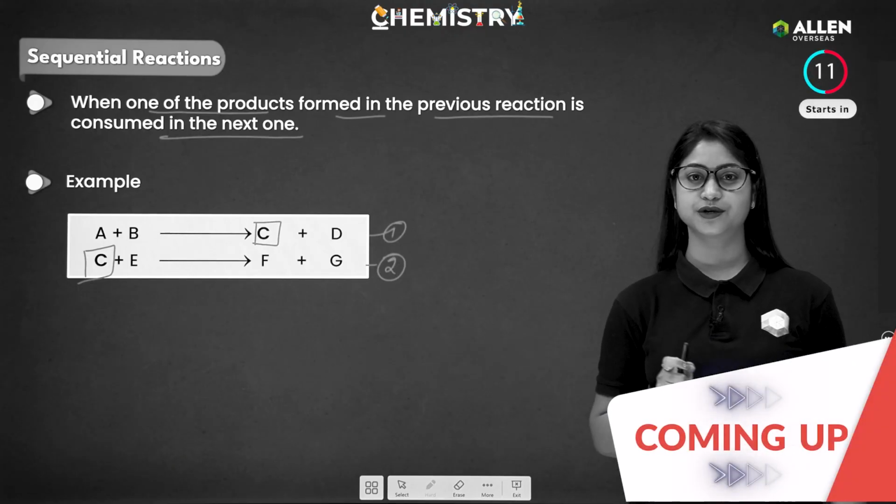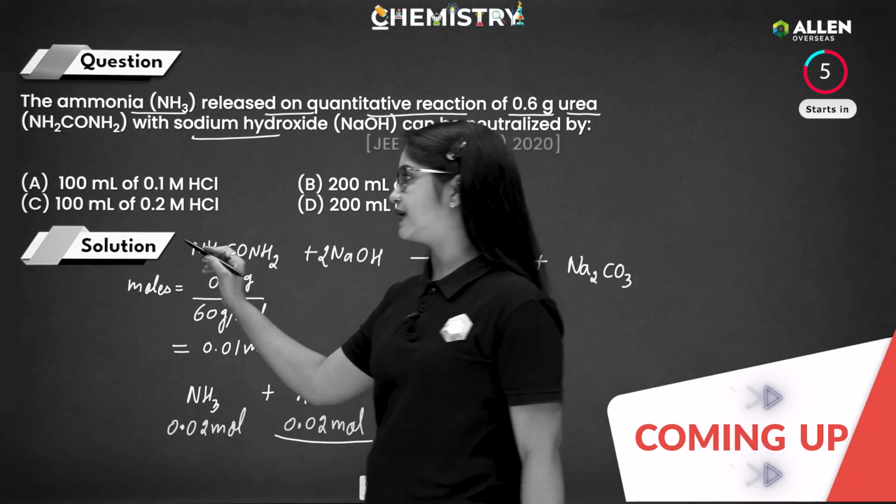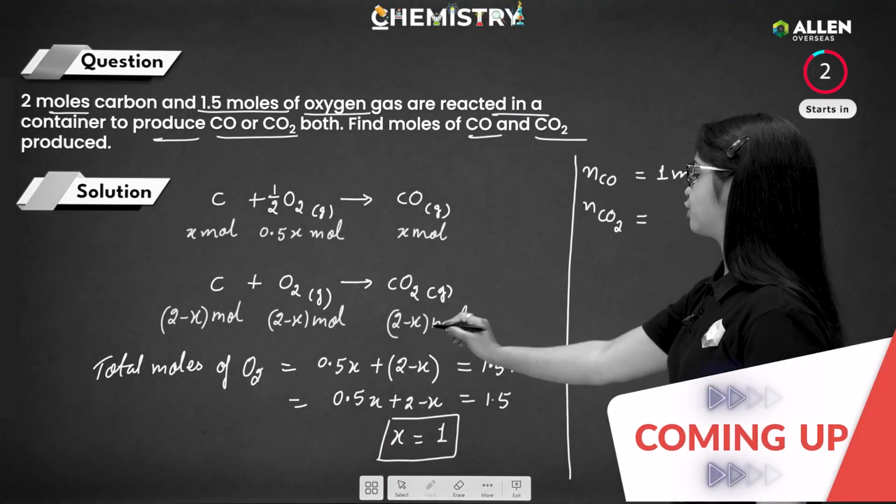are sequential reactions taking place in a sequence. In the first option, you have 100 ml. So in liter, it will be 0.1 liter. Moles of CO2 produced are 2 minus x mole.